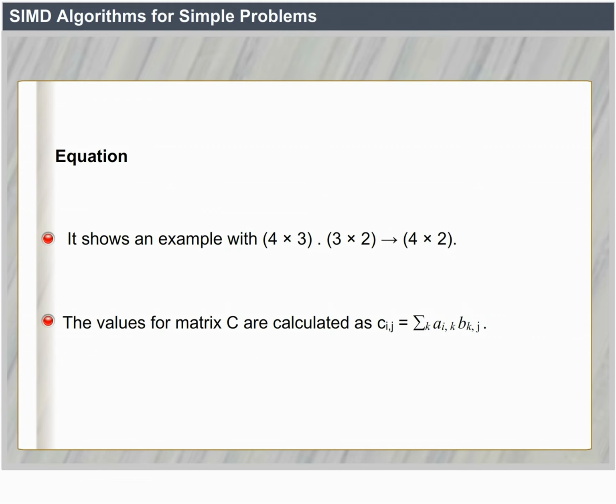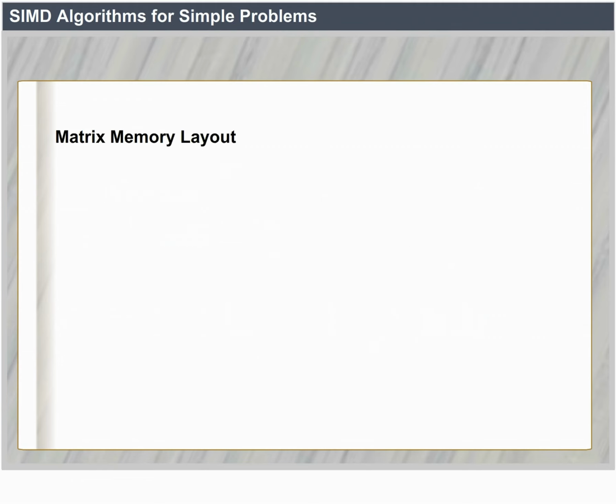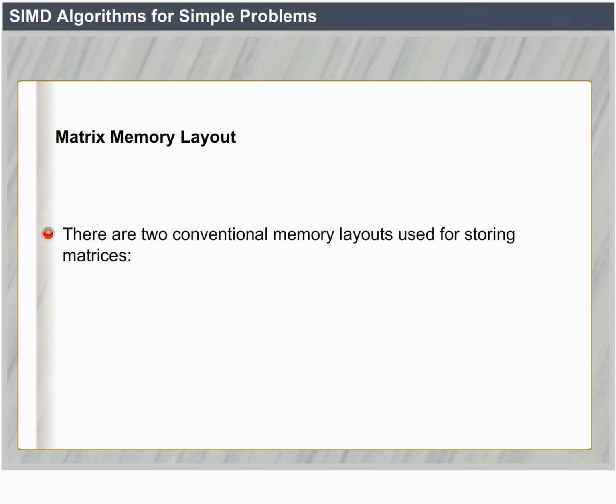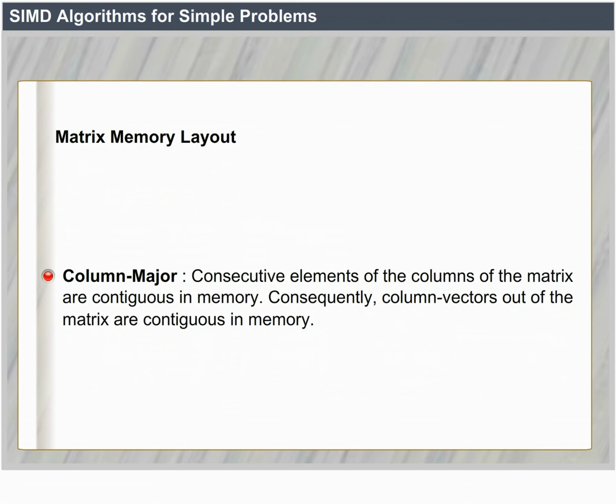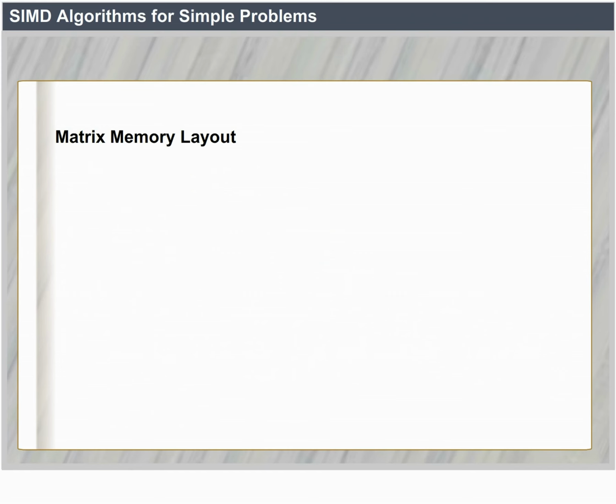Matrix memory layout. There are two conventional memory layouts used for storing matrices. Row major: consecutive elements of the rows of the matrix are contiguous in memory. Consequently, row vectors out of the matrix are contiguous in memory. Column major: consecutive elements of the columns of the matrix are contiguous in memory. Consequently, column vectors out of the matrix are contiguous in memory. The basic matrix multiplication algorithm is shown in the figure below.